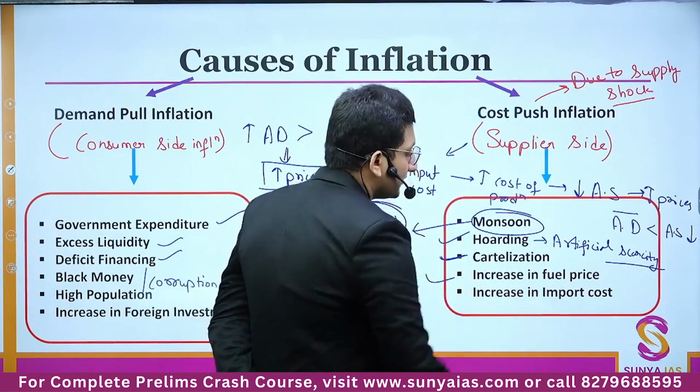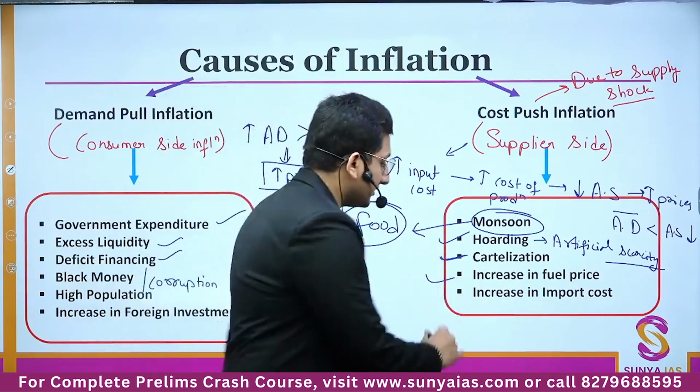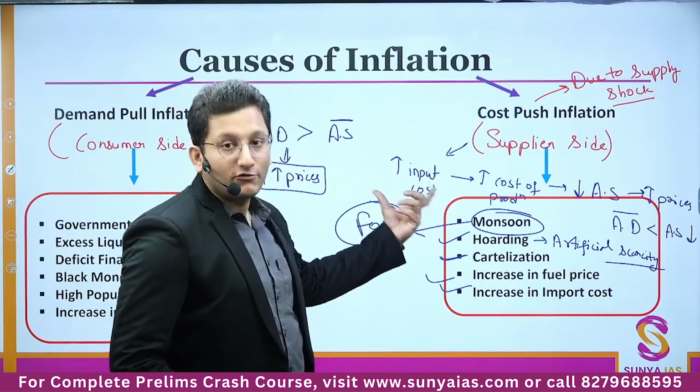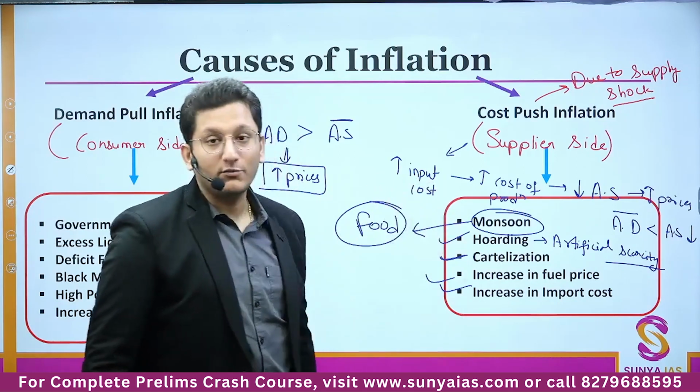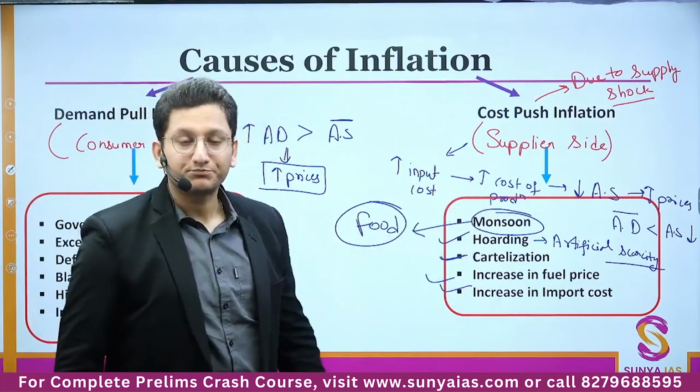And then we have increase in fuel prices that will definitely affect the input cost, right, and increase in the import cost. So when you are importing the raw material for the production, then the input cost will be more, right. So this is what we call cost push inflation.